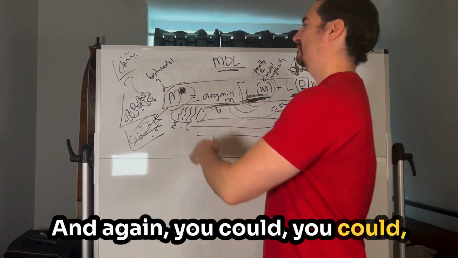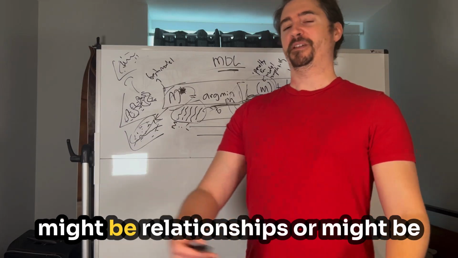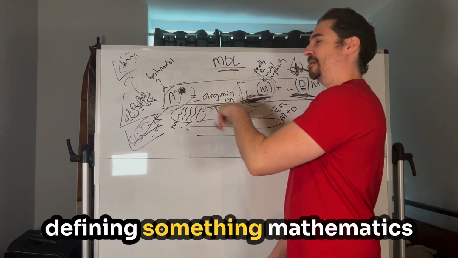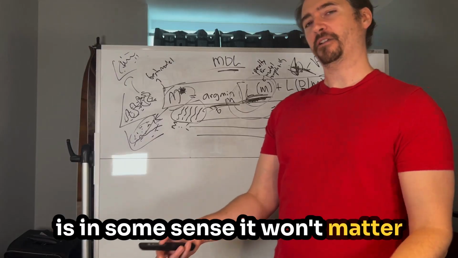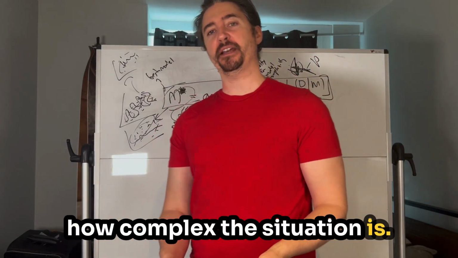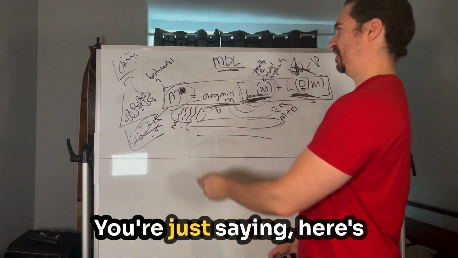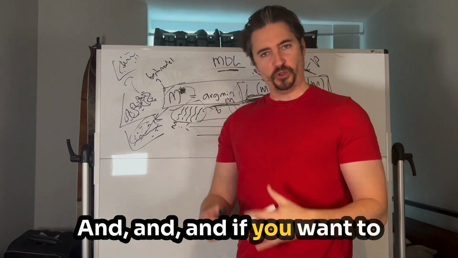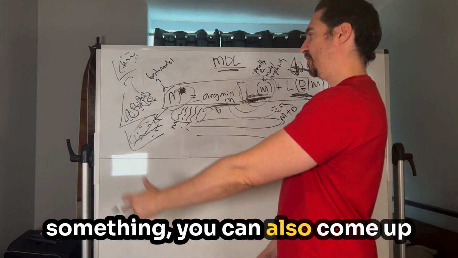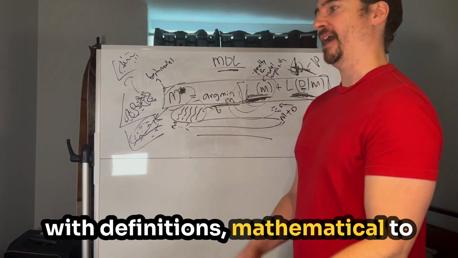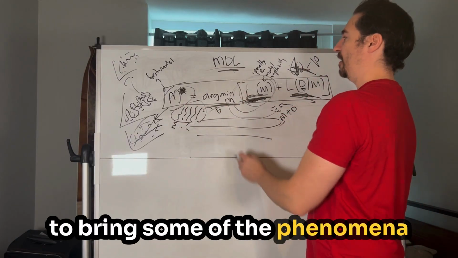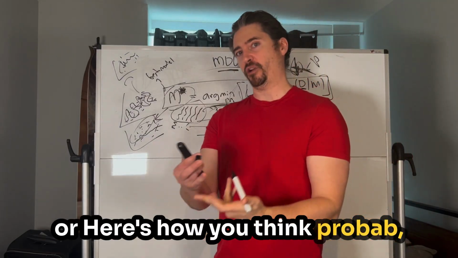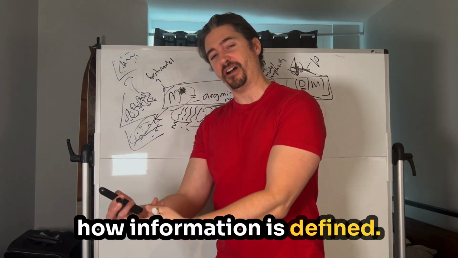Okay, and again, if you don't want to talk about morality, it might be relationships, or black holes, or whatever. This is the beautiful thing about defining something mathematically: in some sense it won't matter how complex the situation is, because you're not really saying you're right or wrong. You're just saying here's a way to think about it, here's a way to define it. If you want to take the opposite stance, you could also come up with mathematical definitions to explain what you're doing, but try to bring some of the phenomena in, in the sense of here's how you think information works, or how information is defined.